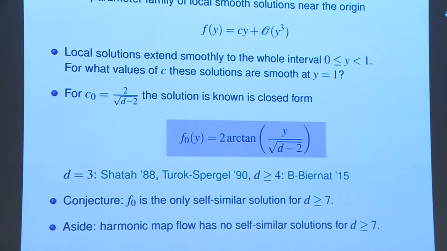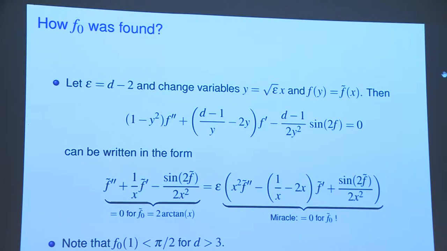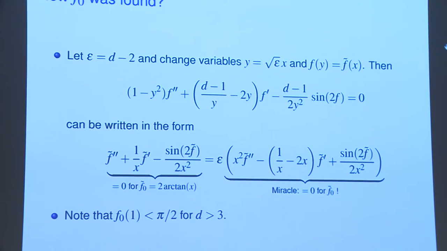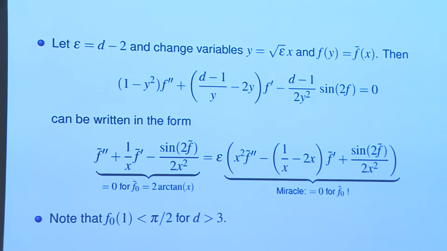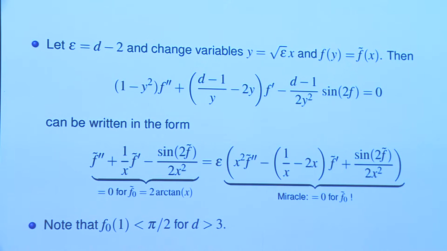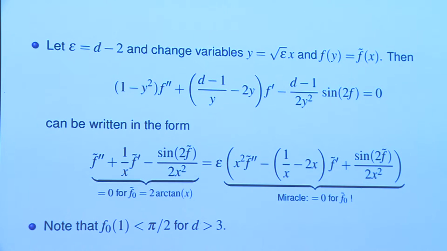And this should be contrasted with the harmonic map flow for which in dimensions 7 and higher there are no self-similar solutions. So maybe just one slide on how this solution f0 was actually found. This was inspired by Herbert Koch's talk in Banff 2 years ago when he considered generalized KdV with slightly supercritical powers, p equal 4 plus epsilon. And similarly here we can think about dimension as a continuous parameter and introduce a positive parameter epsilon, which is d minus 2, and change variables.